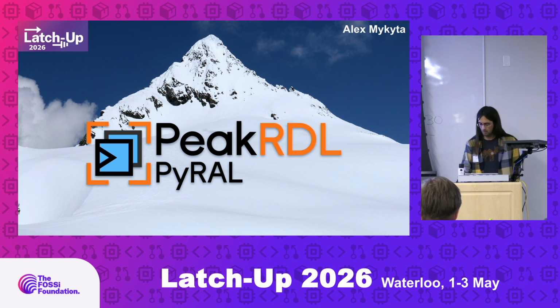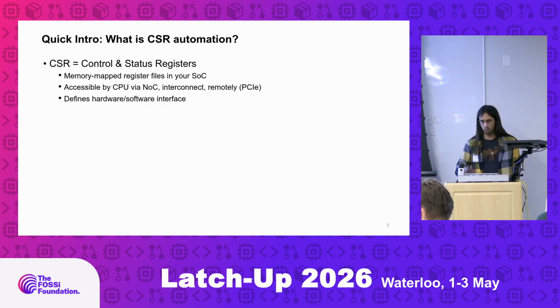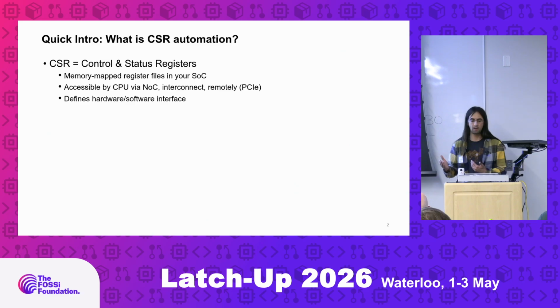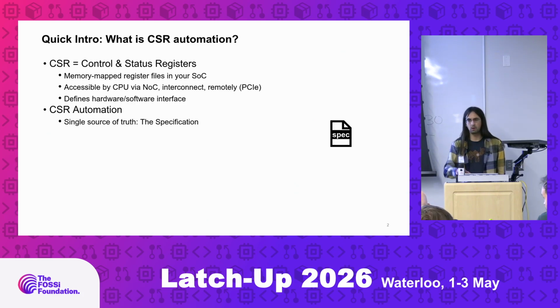which is PyRAL. So first off, we want to talk about what is CSR automation, and CSR stands for Control Status Registers, and these are anything you have in an SoC, register files in your SoC, anything that's accessible through a memory map. Control status registers is pretty self-explanatory there, and that's your hardware-software interface. Now, CSR automation is the process of getting the register space into a DRY process, so don't repeat yourself.